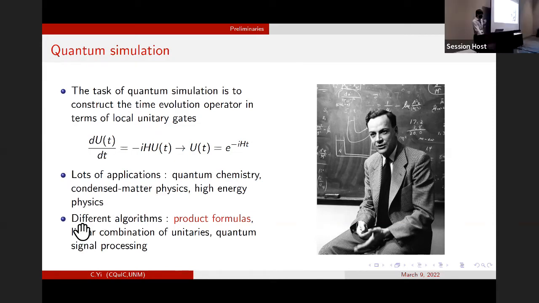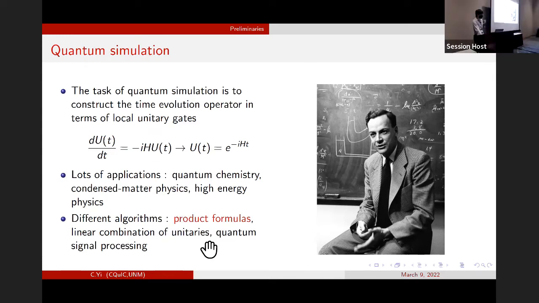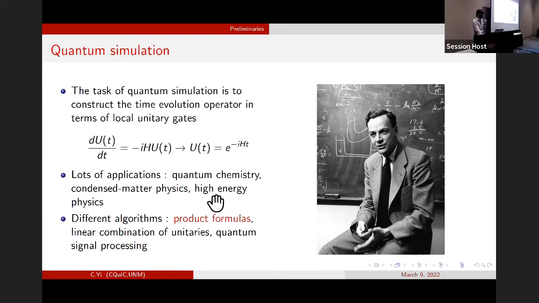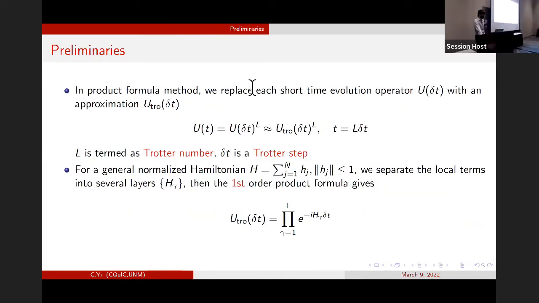For now, there are already different types of quantum algorithms for it. We have the product formula method, the linear combination of unitaries method, and the quantum signal processing method. In today's talk, we focus only on the product formula method. It is a very concise and efficient algorithm, but some of the results can be generalized to other quantum simulation algorithms. So here is a very short introduction to the product formula method.